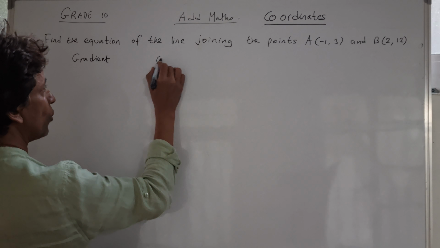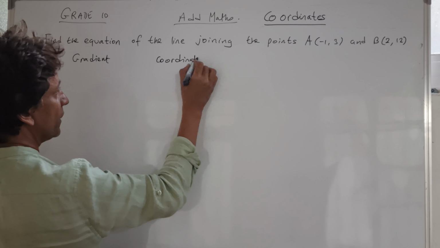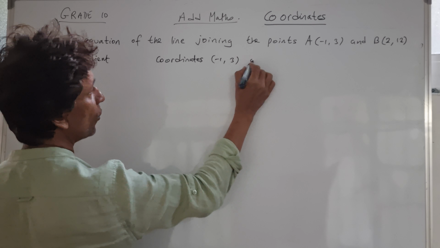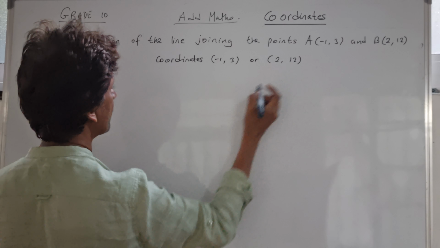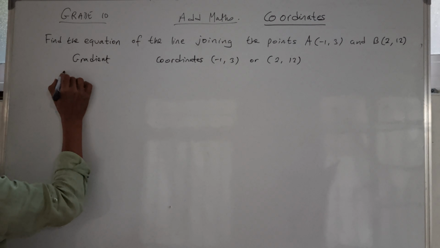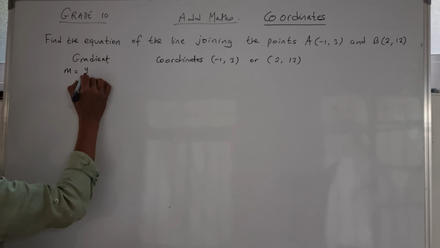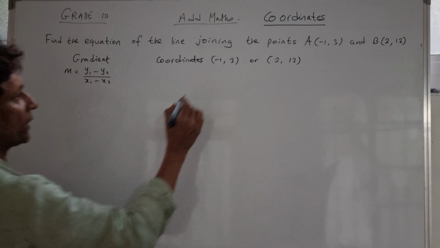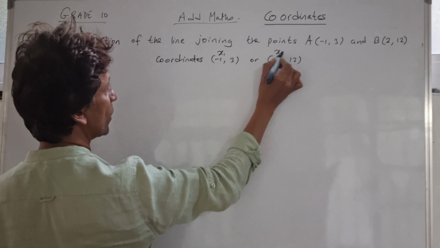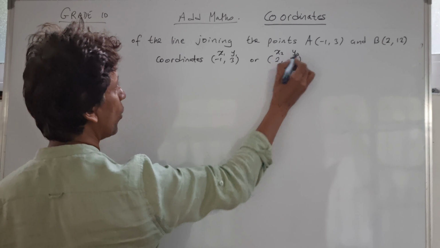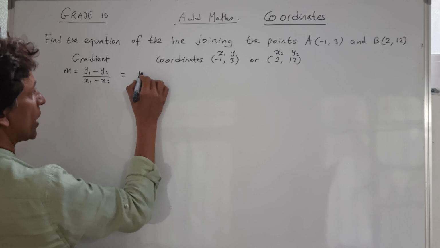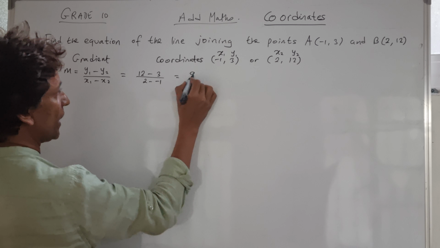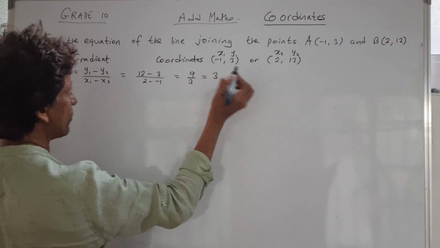Once you've got your gradient, you need a coordinate. The coordinate we have is any of those coordinates, minus 1, 3, or you could take, let's say, 2 and 12. To find the gradient, we use m, which is y1 minus y2 divided by x1 minus x2. You may call this x1 and this one x2, y1 and this one y2. So then we have y2 minus y1, which is 12 minus 3 divided by 2 minus 1. So it's going to be 9 over 3. So the gradient turns out to be 3.